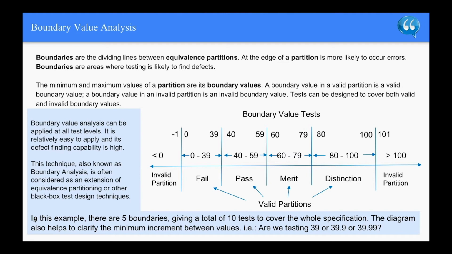The minimum and the maximum values of a partition are its boundary values. A boundary value in a valid partition is a valid boundary value. A boundary value in an invalid partition is an invalid boundary value. So tests can be designed to cover both valid and invalid boundary values. It's a bit confusing, but the more you get into it, the more you understand.